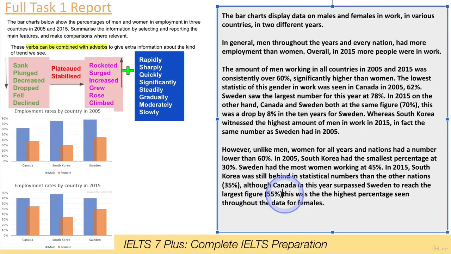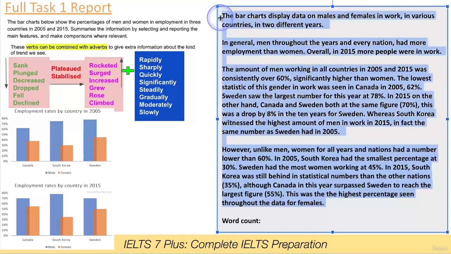Okay, so you can see that we've gone back and edited, made sure things sound okay, checked the tense, checked our spelling, really important things when it comes to this task. All right, so let's find out how many words we have.